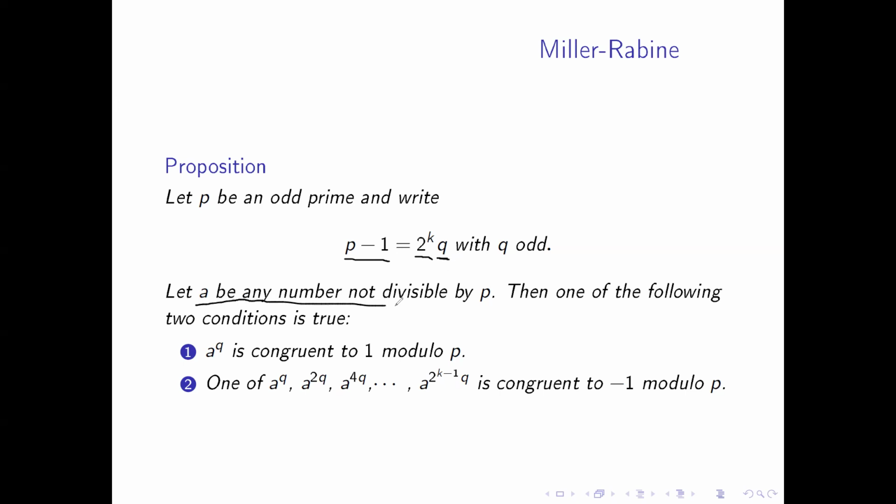Then for any number not divisible by p, that sounds familiar from Sylow's theorem, a to the q power is congruent to 1 mod p, or one of these is congruent to -1. Possibly all of them. Well, no. Once you get -1, the next one's 1, and it's all 1 from there. But I'm saying it's possible that you may not get there until this last term.